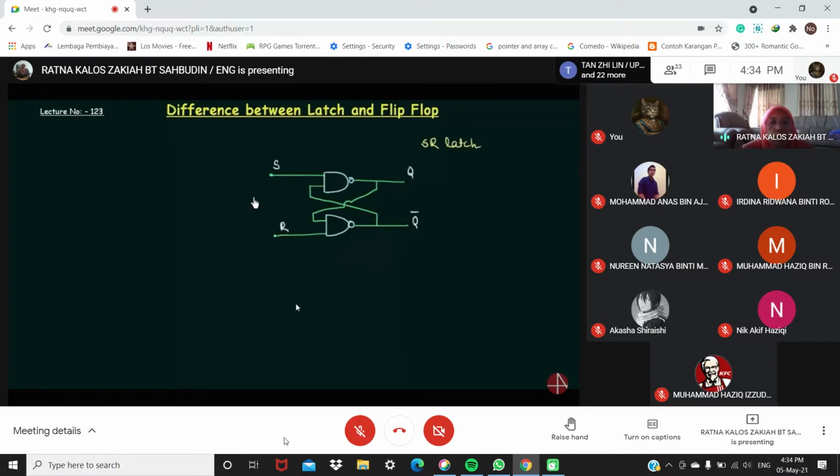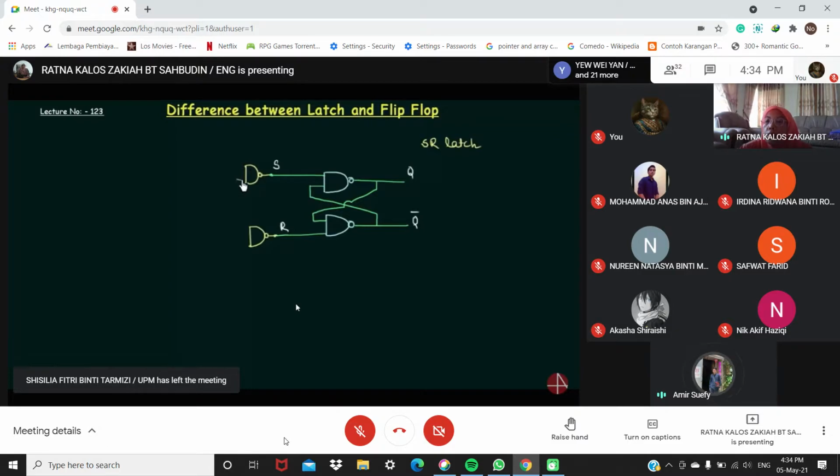We need two more NAND gates for this purpose. The first NAND gate will go here, and the output of this NAND gate will connect to the second NAND gate, which will go here, and the output of this one. Now let's see what are the inputs of these two NAND gates. There is one common input.